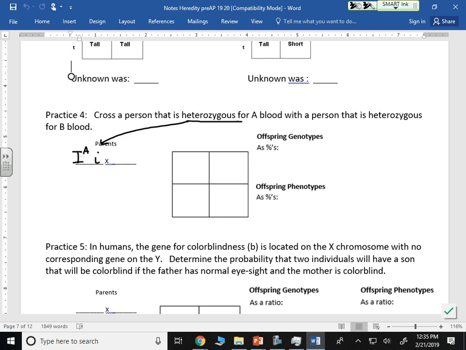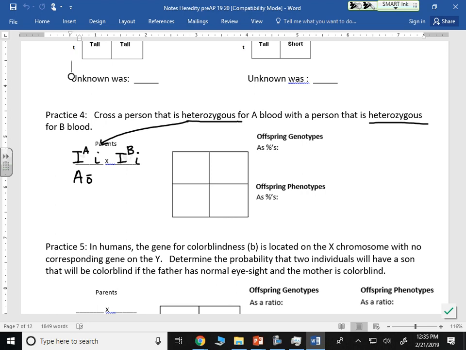Again, if you're doing these problems and you want to write A and O, that's fine. It's up to you how you want to write your letters. Just make sure you know what those letters mean. A person that's heterozygous and they have B blood is going to have a code for B, and then also a code for O. If they had B and they had A, they would have AB blood. So we know that they have a B and the other one has to be an O and not an A.